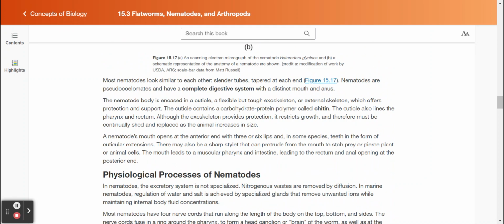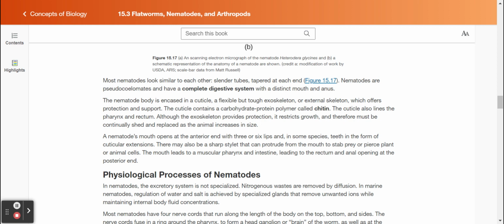Most nematodes look similar to each other, slender tubes tapered at each end. Nematodes are pseudocoelomates and have a complex digestive system with a distinct mouth and anus. The nematode body is encased in a cuticle, a flexible but tough exoskeleton, or external skeleton, which offers protection and support. The cuticle contains a carbohydrate-protein polymer called chitin. The cuticle also lines the pharynx and rectum. Although the exoskeleton provides protection, it restricts growth and therefore must be continually shed and replaced as the animal increases in size.